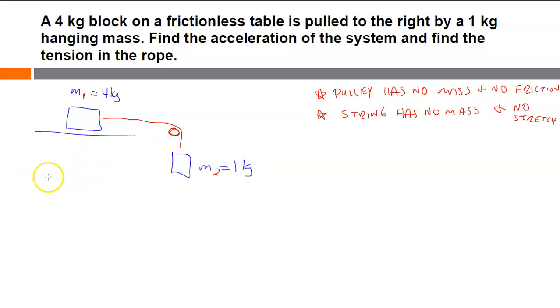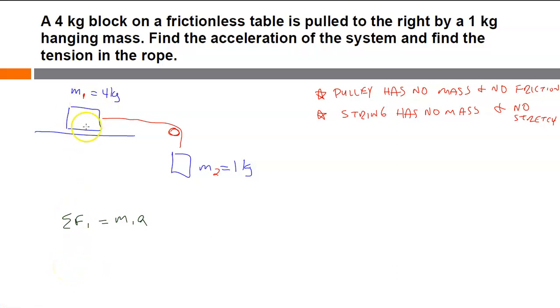All right. This one is a little bit different because we have two objects. So what I'm going to have to do here is to come in here and think about the forces on this mass and write the equation, the sum of the forces on mass 1 equal mass 1 times A.